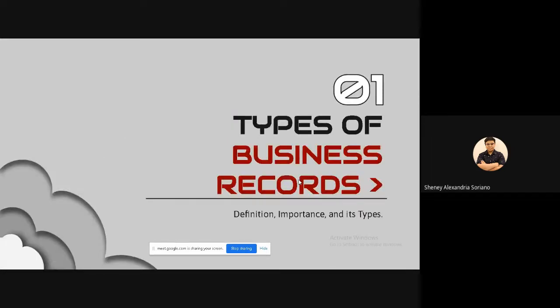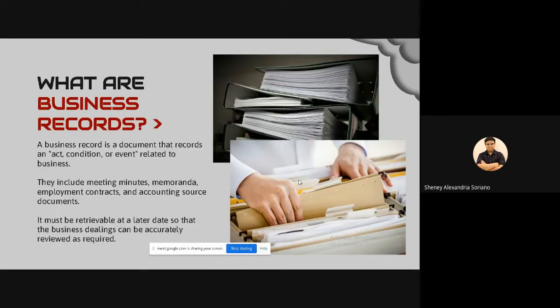Now, let's talk about the types of business records, which we will tackle its definition, importance, and its types. So, what are business records? A business record is a document that records an act, condition, or event related to a business. They include meeting minutes, memoranda, employment contracts, and accounting source documents. It must be retrievable at a later date so that the business dealings can be accurately reviewed as required.